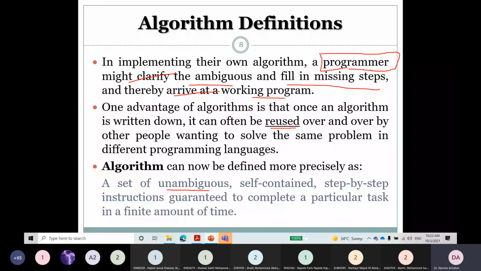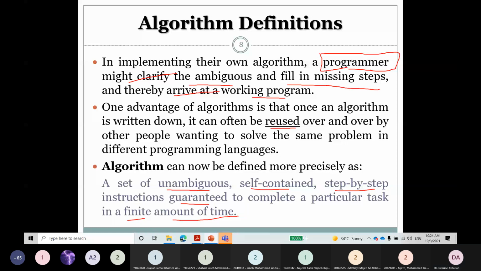Okay, so it is a set of unambiguous instructions. There is no ambiguity, there are no missing steps, there is no misunderstanding. Self-contained: all instructions, all that you need in this algorithm, will be contained. Okay, step-by-step instructions that help you to complete a particular task in a finite amount of time. So you have some finite amount of time in which this algorithm should work.